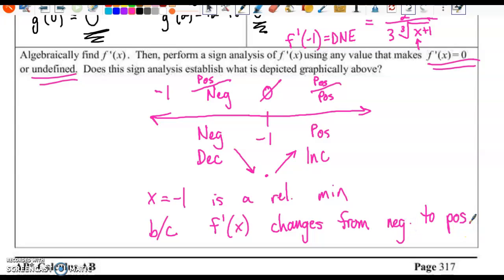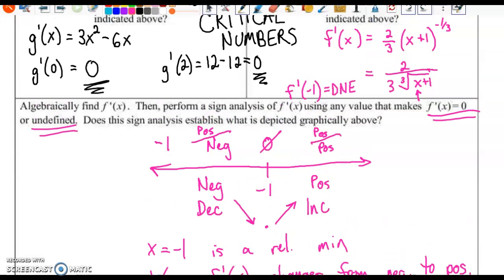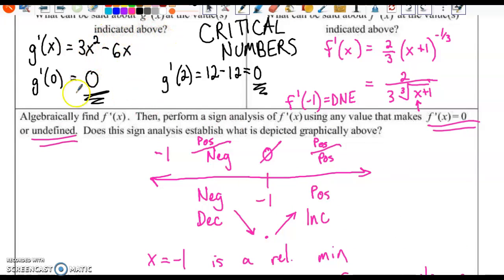And that should be your reason when you're explaining why you have a relative min or a relative max: you want to look at the sign analysis for the derivative. And I could do the same thing for g as well, but we have plenty of examples, and I don't want to overburden you with a lot on this first page.